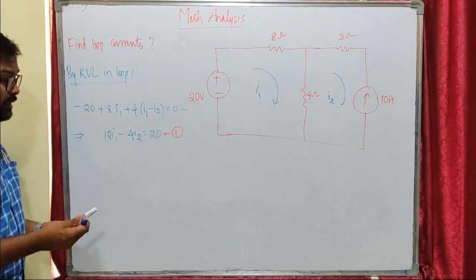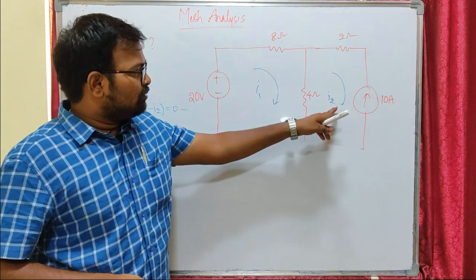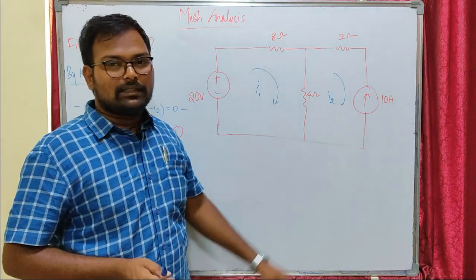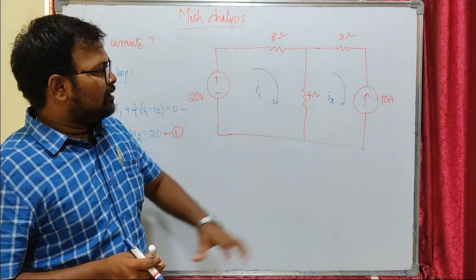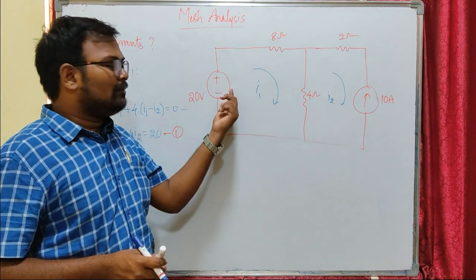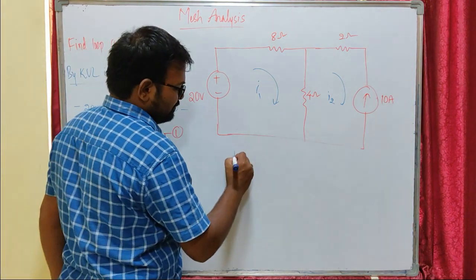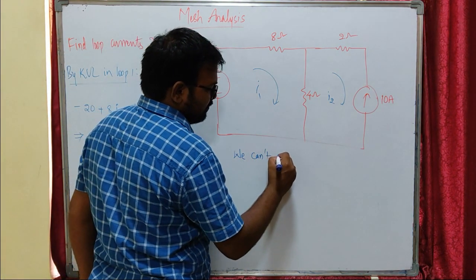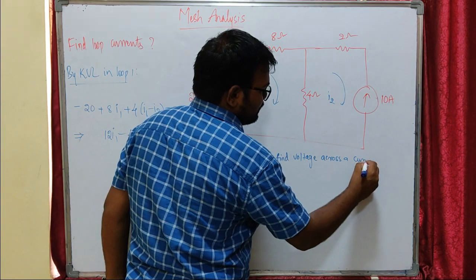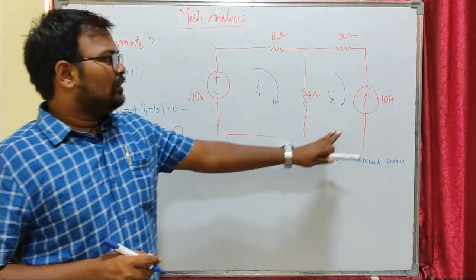Now let us apply KVL in the second loop. Across the common branch, that will be 4 into I2 minus I1, plus 2 into I2, and what is the voltage across a current source? We can obtain the voltage across a resistor when we have a current through it, and we can obtain voltage across a voltage source. But we cannot obtain voltage across a current source. This is very important. We cannot find voltage across an independent current source.